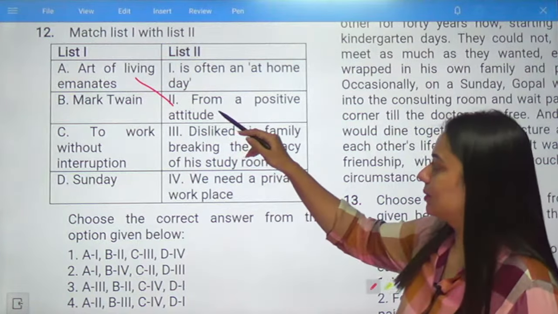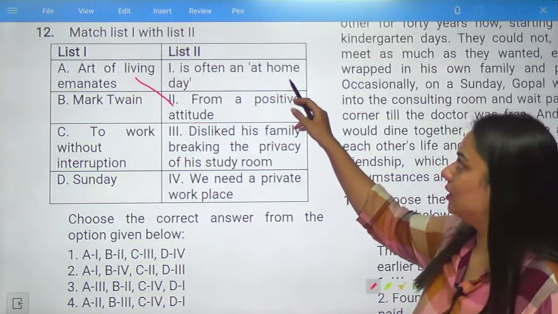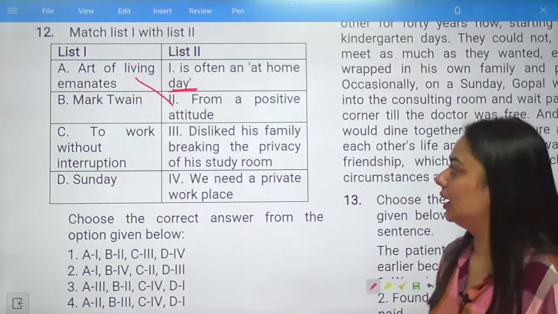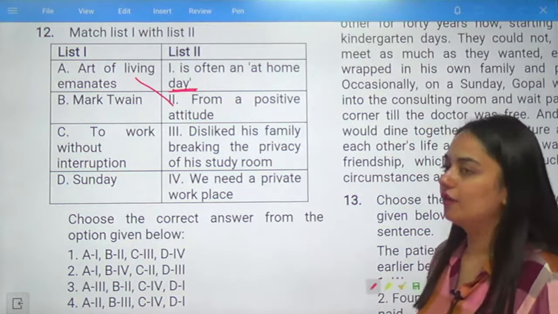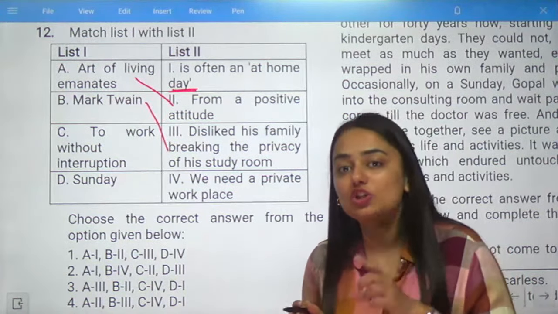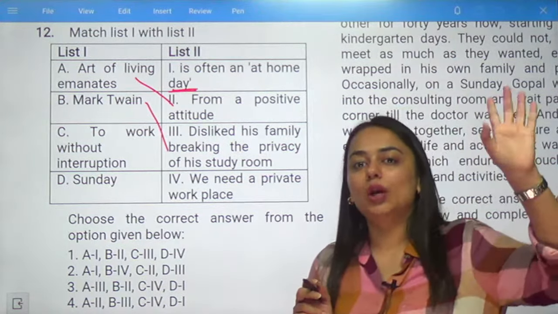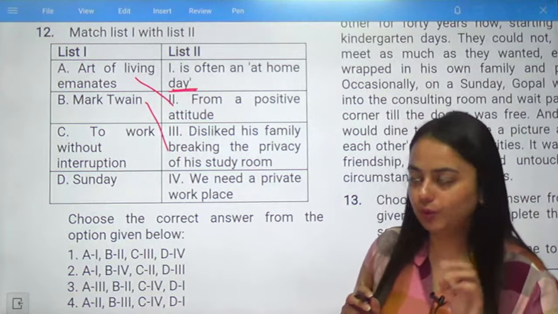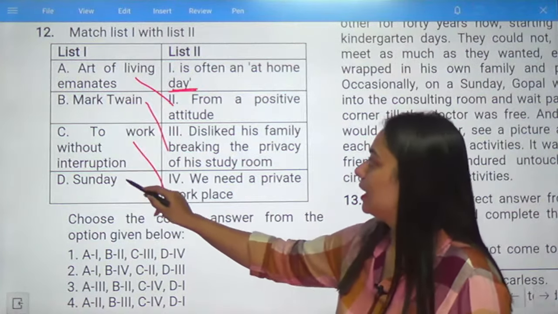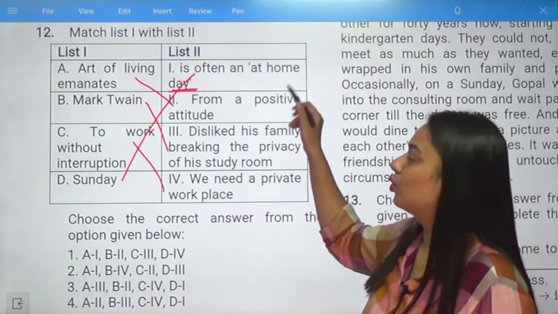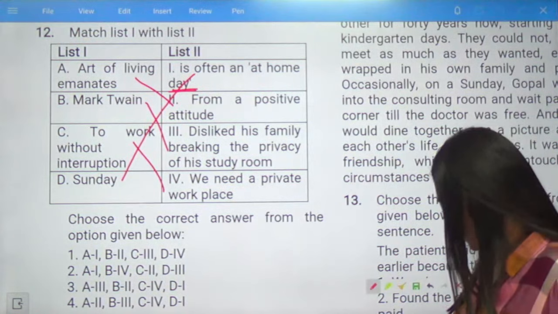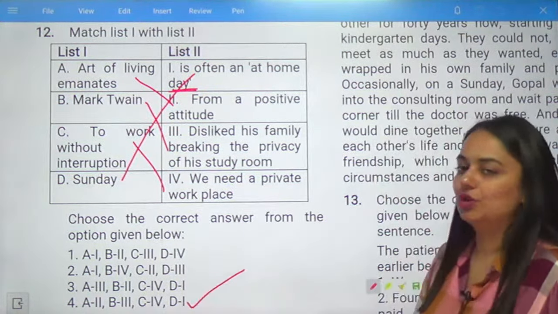So the next one is Mark Twain. Should it be is often an at-home day? Mark Twain is not a day, so grammatically it would be incorrect. Disliked his family breaking the privacy of his room. Yes, this is the right answer. So in the paragraph it was clearly given that his family would not breach his room, his workplace. Rather they would raise an alarm to inform him that they want to talk to him. To work without interruption, we need a private workplace, and Sunday is often an at-home day for some people, for some writers, like Pablo Neruda was mentioned in the passage. So what should be the right answer to this one? It should be the fourth one.